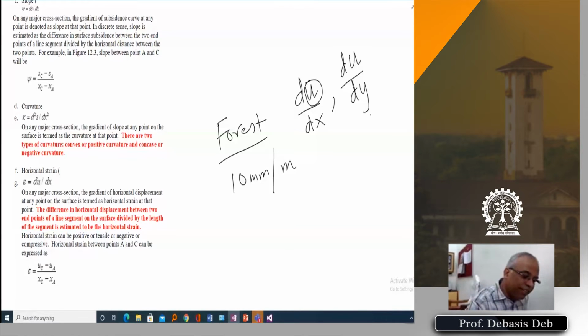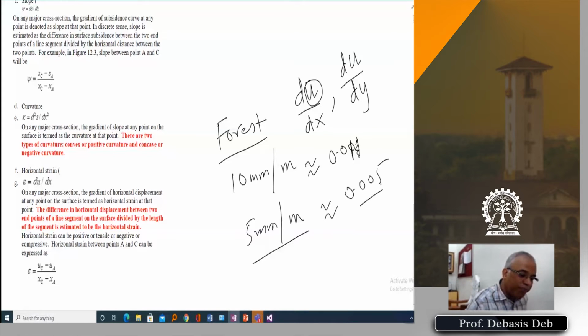Okay, so now what is 10 mm per meter? We are saying the maximum allowable is 0.01 strain, horizontal strain. Okay, this is the maximum allowable. Now, over a village or over a city area, the maximum allowable is 5 mm per meter. This is the guideline, which is basically 0.005. So you can see this is the maximum allowable for a mine, and they have to maintain it.